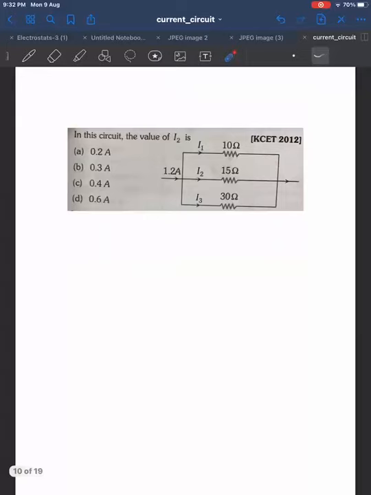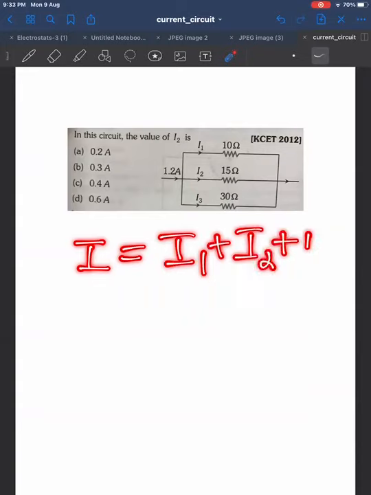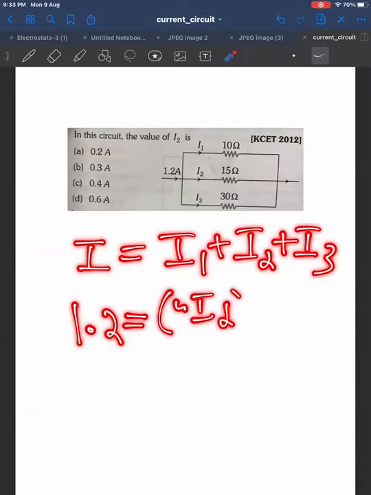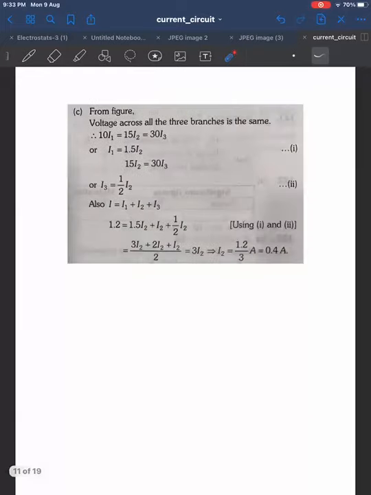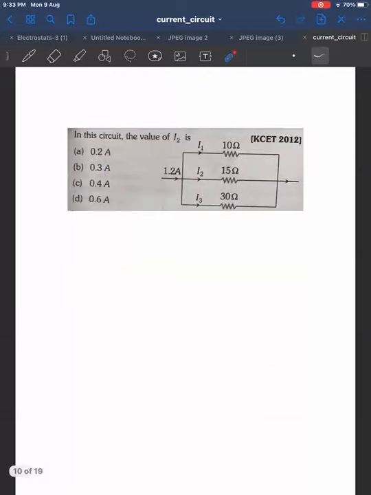Now, from this circuit, can I say the total current I splits into three, I1 plus I2 plus I3. That is the total current I will split into I1 plus I2 plus I3. Total current I is 1.2. I know I1 in terms of I2. I2 will remain I2. I know I3 also in terms of I2. Therefore, can I say I will get the answer for I2 that way? Now, can you solve it? Why did I do everything in terms of I2? Because they have asked in the question, what is the value of I2? If they had asked what is the value of I1 or I3, I would have gone with that logic. Okay.